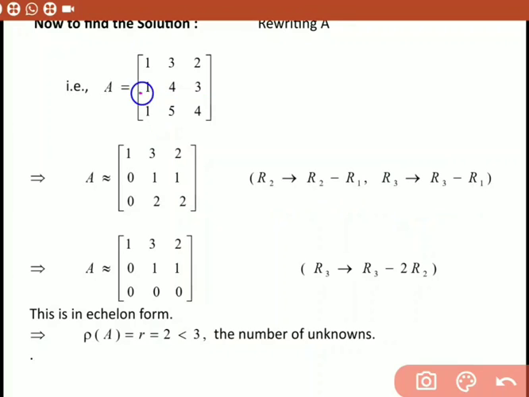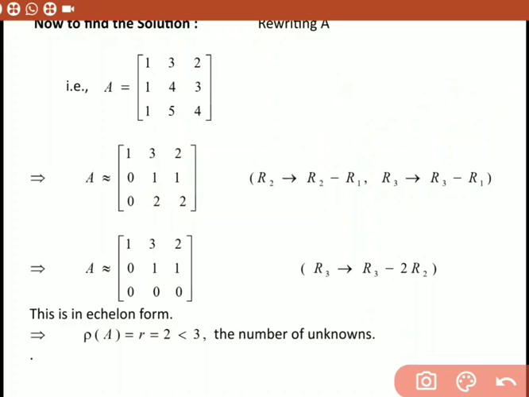So we are changing R2: R2 changes to R2 minus R1. Use these two rows. R2 minus R1 means you have to subtract the corresponding elements. 1 minus 1 is 0. First, keep the first row as it is. In the second row, 4 minus 3 is equal to 1. You will get this element here.